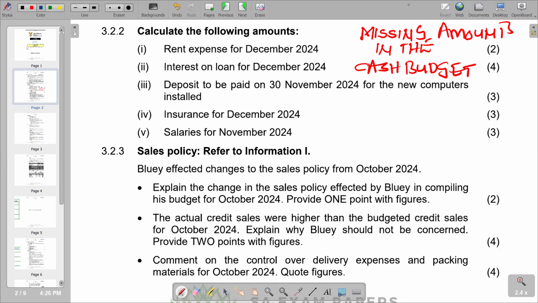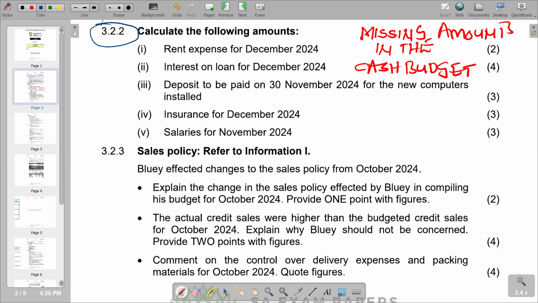In this video, I want to look at the calculation of missing amounts in the cash budget. So we're going to look at question 3.2.2. The question that we're going to look at is in the question paper of November 2024. Our first part needs us to calculate the rent expense for December 2024.